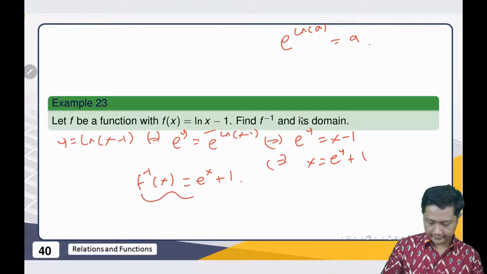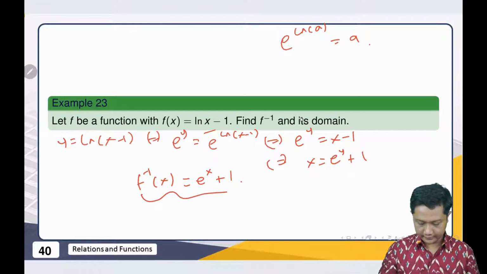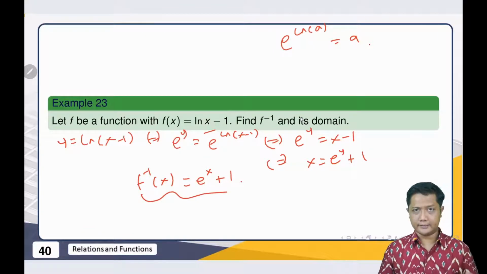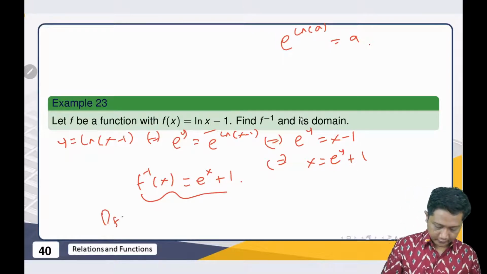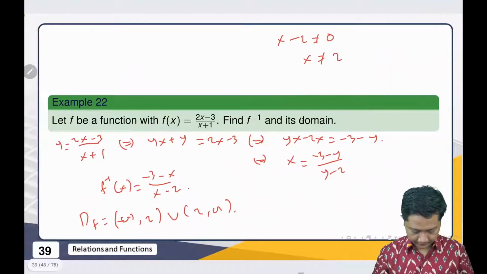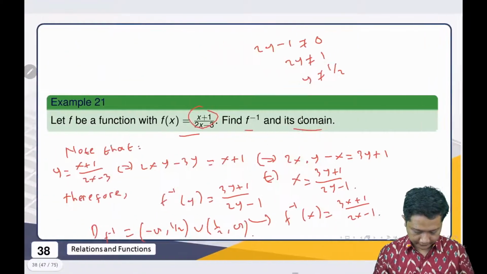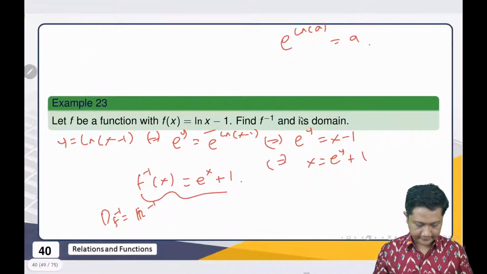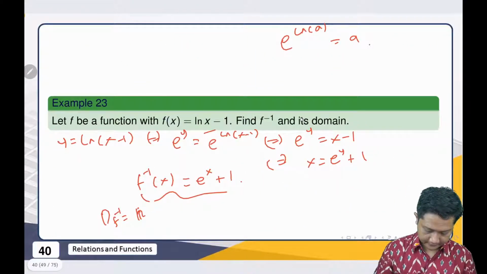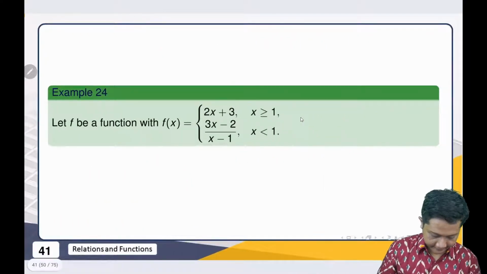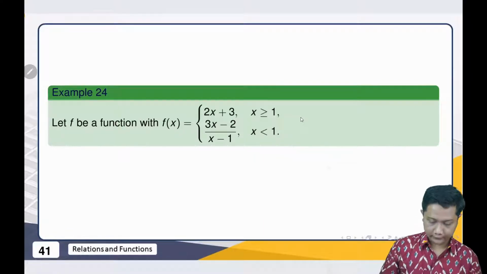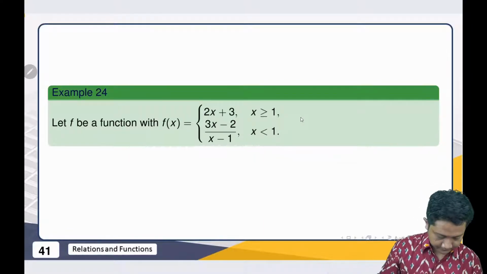And if we see this e to the whatever, it is well defined for every real number. So the domain of f is the real numbers, and the domain of f inverse is also the set of real numbers. So hopefully that's clear enough. And this one is a little bit more complicated because we have to be careful.